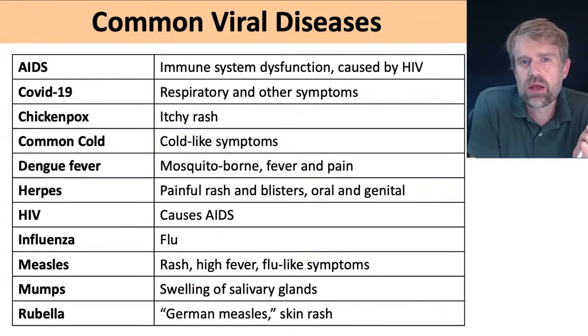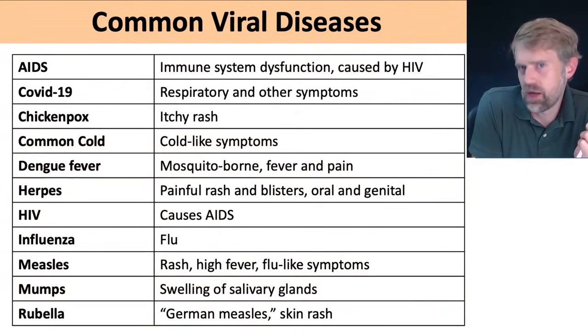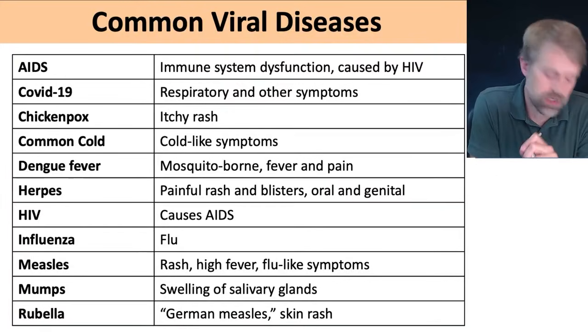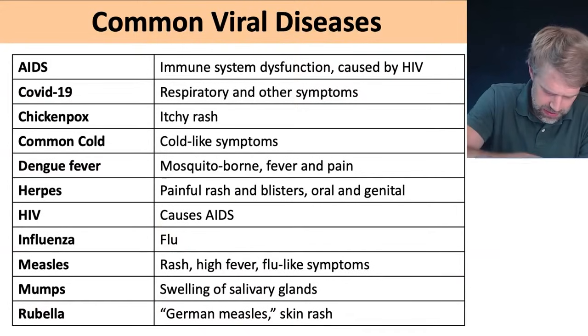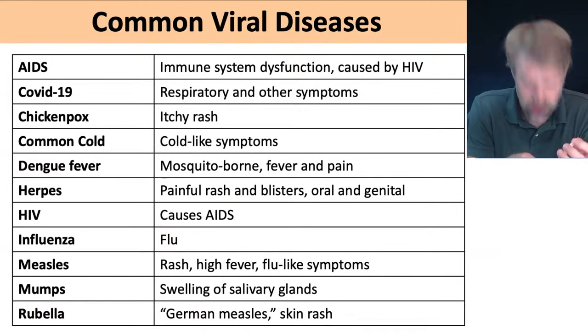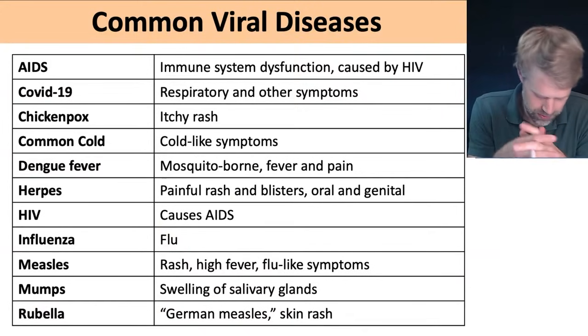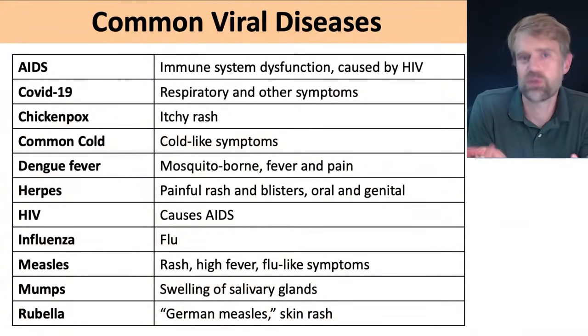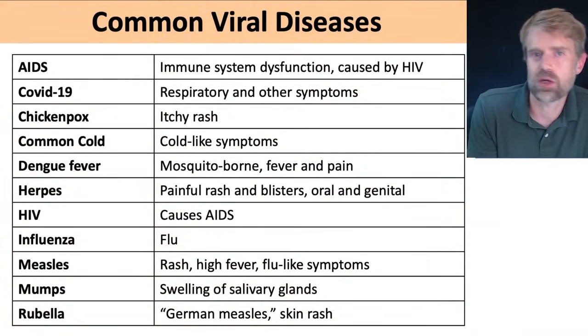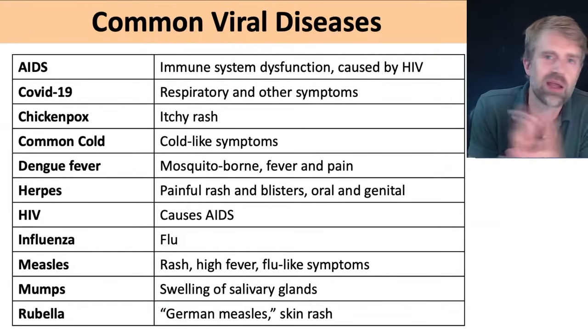AIDS is not a virus, but AIDS is caused by a virus. AIDS is caused by the HIV virus, or caused by HIV. And it causes immune system dysfunction. COVID-19. We all know COVID. Obviously, virus. Chicken pox. When I was a kid, people used to get chicken pox. No one gets chicken pox anymore because most people get the vaccine. But I got chicken pox.